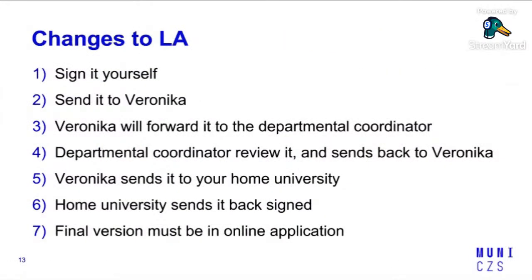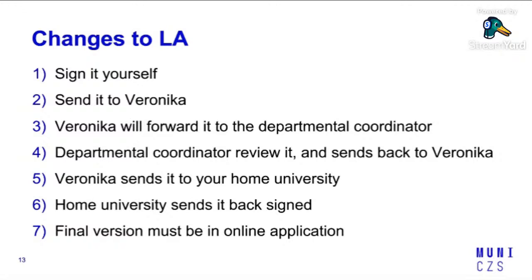Here is a step-by-step guide of what you do when making changes to the paper learning agreement. It's necessary to sign the document. You can either print it out and sign it and scan it, or you can sign it electronically. Now it's necessary to upload the learning agreement to your online application. Since the universities should be using the online version, it's very likely that you will not be able to upload the document to your online application. Please send me the document by email and I will upload it for you.